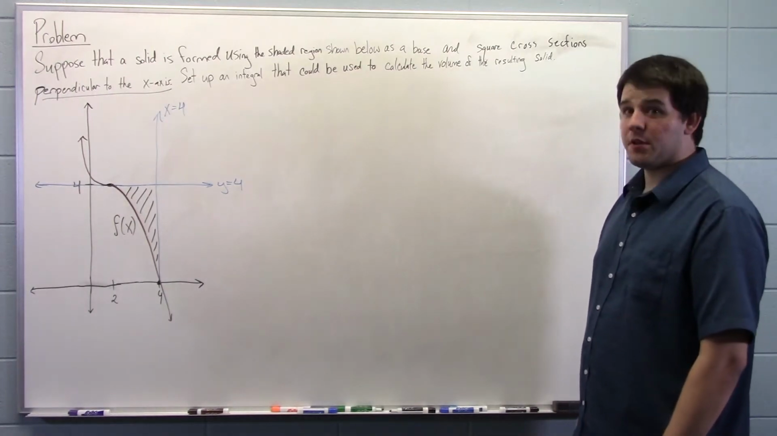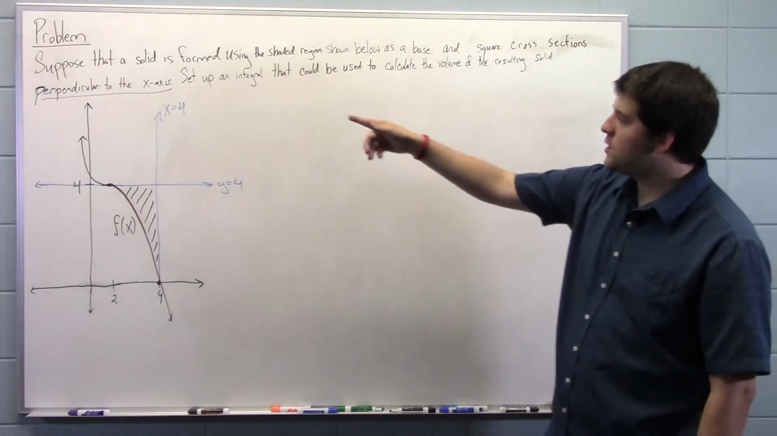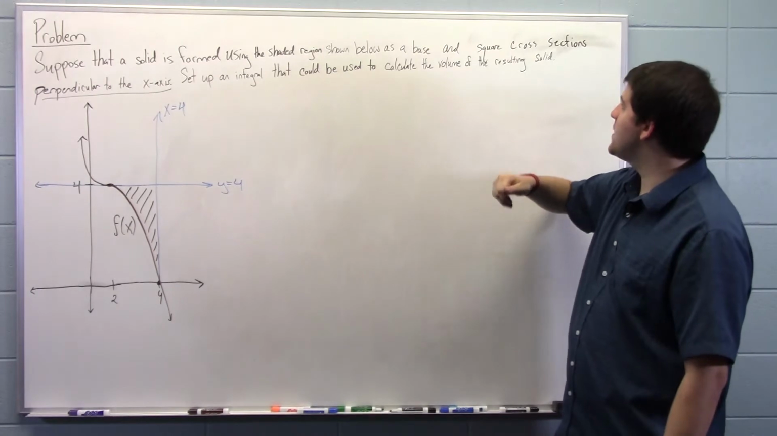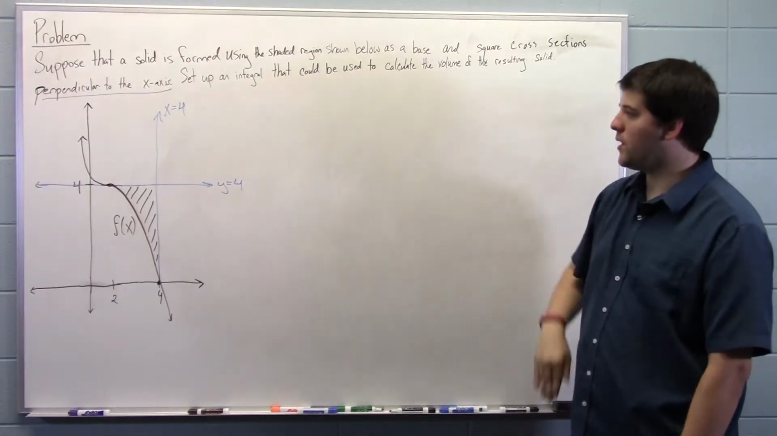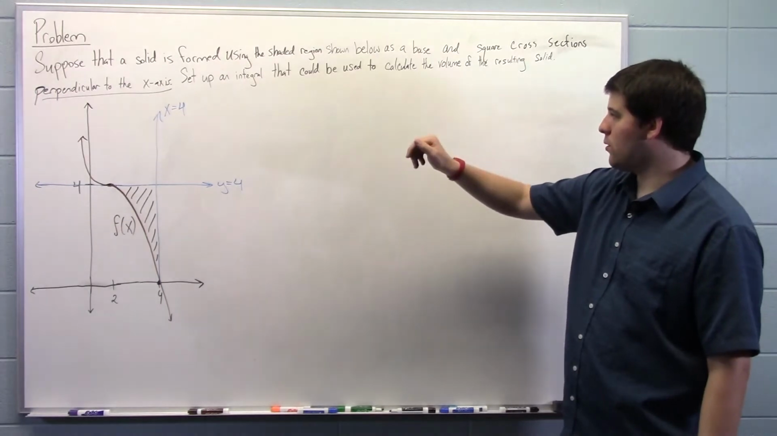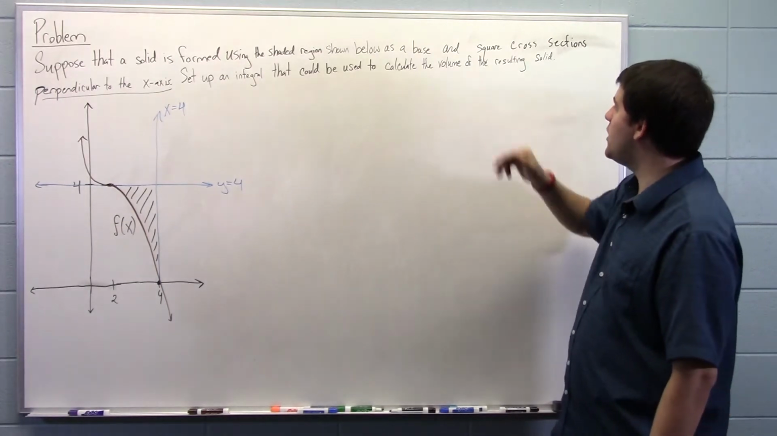Today we're going to be approaching the following volume problem. Suppose that a solid is formed using the shaded region shown below as a base and square cross-sections perpendicular to the x-axis. Our goal is to set up an integral that could be used to calculate the volume of this resulting solid.